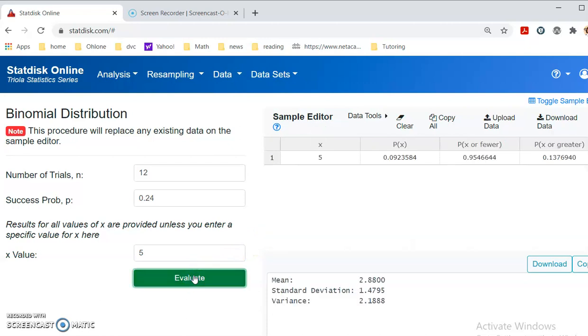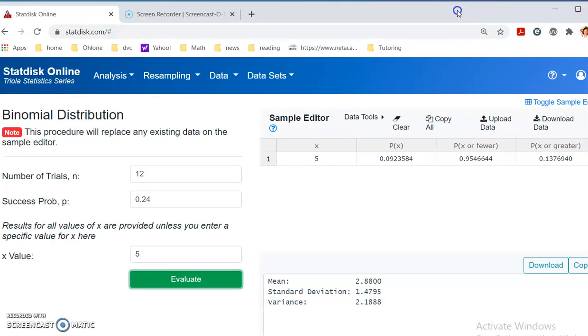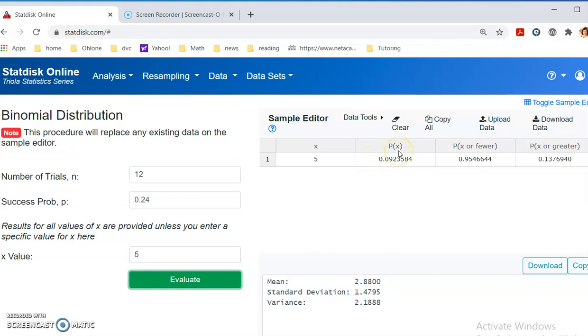So you just hit evaluate. It shows a list of numbers. The one that we want is P of X, because we want exactly 5 successes. They also give you two other columns. One is X or fewer, which means 5 or 4 or 3 or 2 or 1, because sometimes we want to find out what is 5 or fewer, and sometimes 5 or greater. Because x is 5, you replace it here, and this just means 5 or greater. I have 5 or greater successes, so that's 0.137.